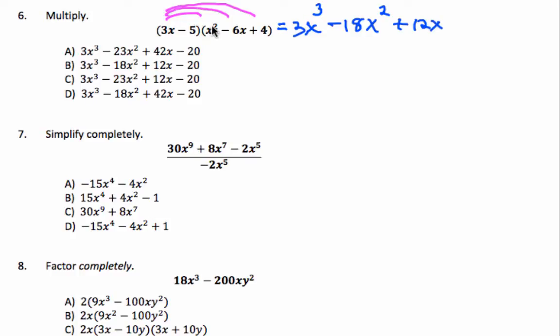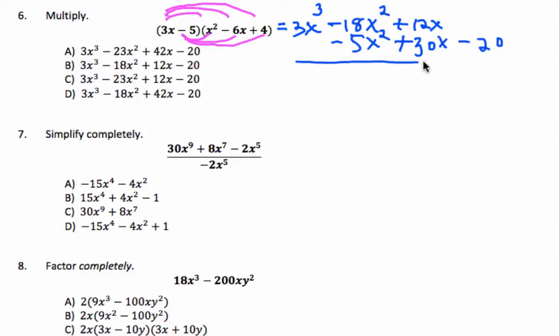Now let's distribute the negative 5. Now you could continue writing to the right over here, but some students like doing it vertically, and that can be easier to see. We'll line up our like terms. So negative 5 times x squared is negative 5x squared. Negative 5 times negative 6x is positive 30x. And finally, negative 5 times positive 4 is negative 20.